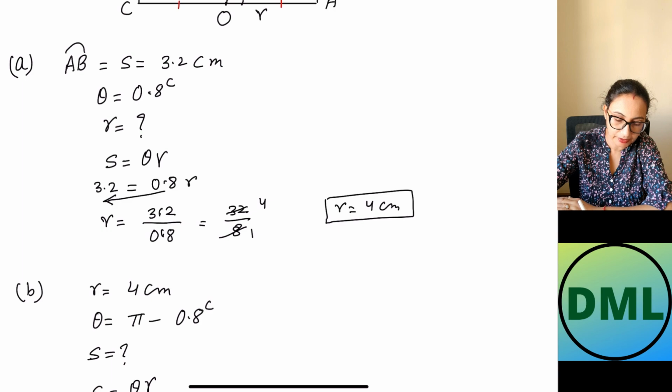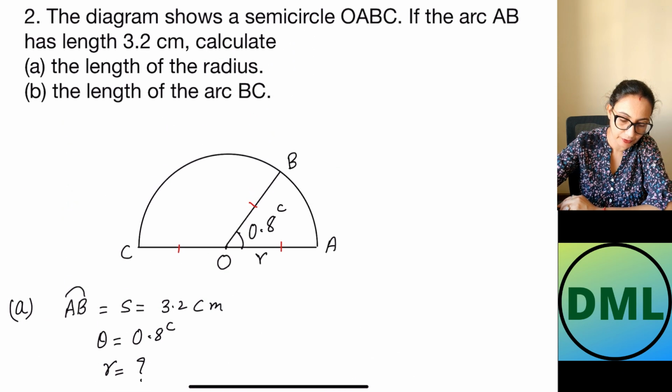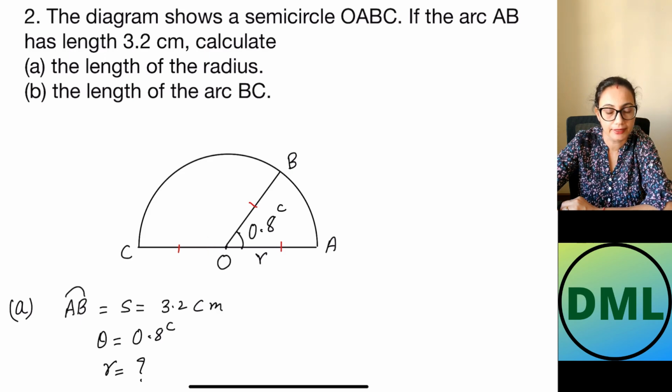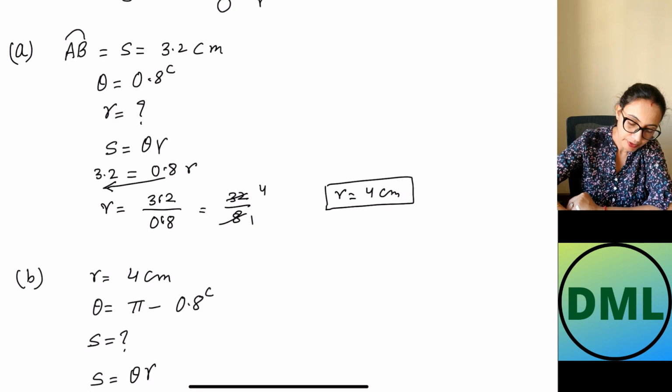I need to calculate the value for S. What is my R? I just figured it out. R is 4 centimeter. What will be my angle theta? If you can see from the figure here, they are telling you to find the arc length BC. To find this arc length BC, I have my value for R, but I don't have theta. So I need to calculate theta first. We know that this is the straight angle, which in radian mode is pi radian. To calculate this missing part, 0.8 must be subtracted from pi radian. So theta will be given by pi minus 0.8 radian.